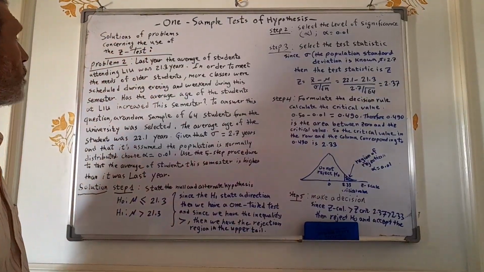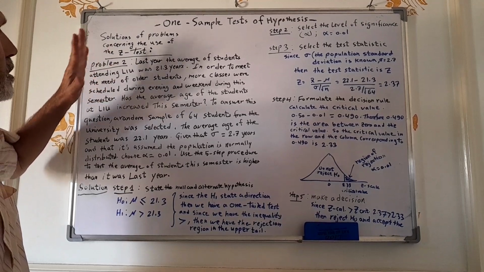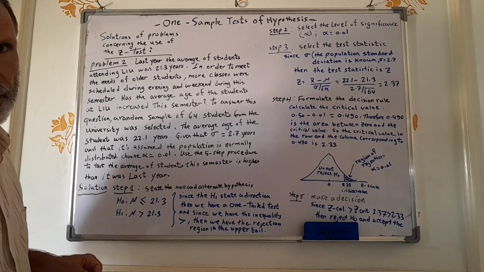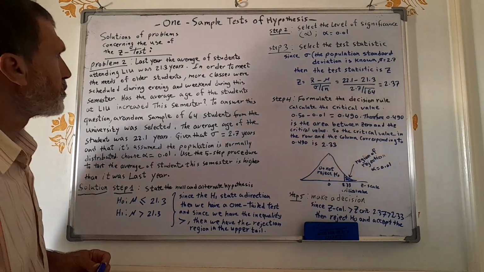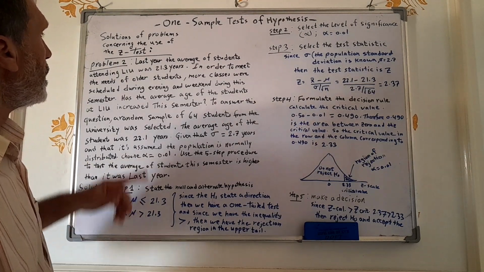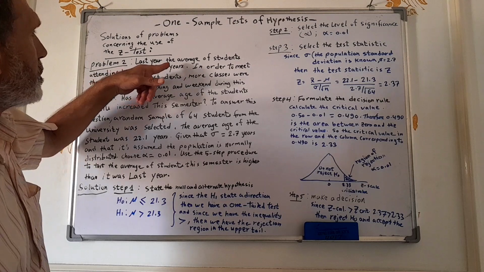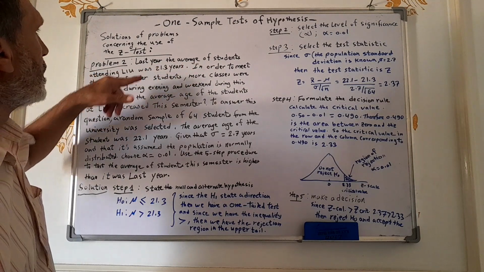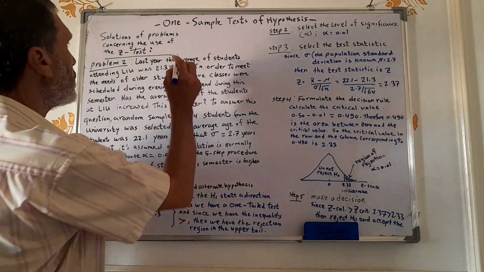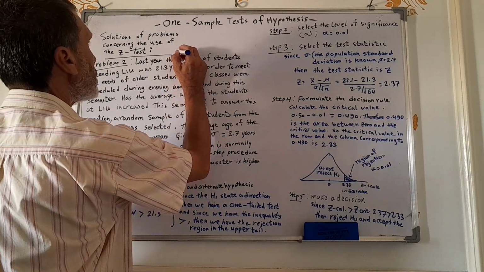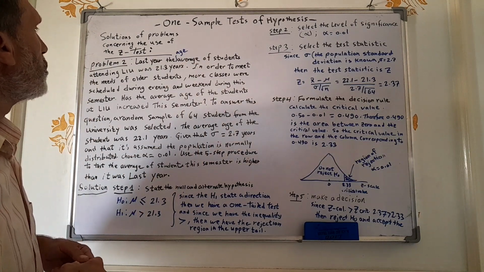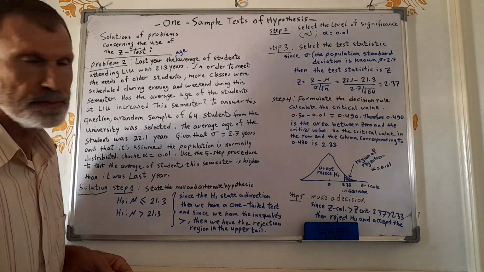Now we move to problem 2. Still, we are solving problems regarding the use of the Z table. Problem 2 says: last year the average age of students attending LIU was 21.3 years.